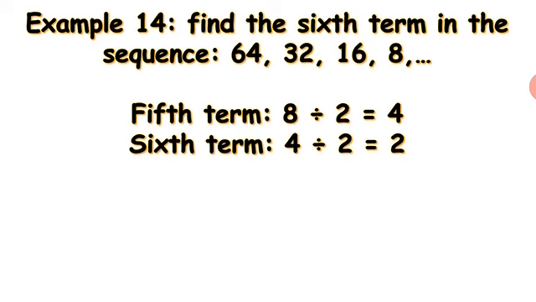Example number 14, find the sixth term in the sequence. So as you can see, 64, 32, it means that we just divide by 2. 64 divided by 2 is 32. 32 divided by 2 is 16. 16 divided by 2 is 8. So 8 is the fourth term. To get the fifth term, 8 divided by 2 is 4. And for the sixth term, 4 divided by 2 is 2. So the sixth term is 2.